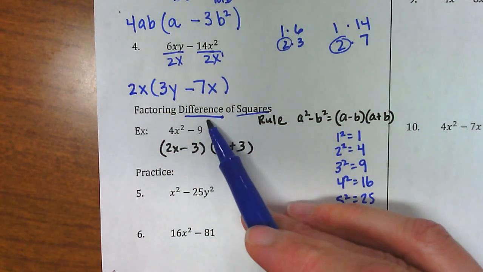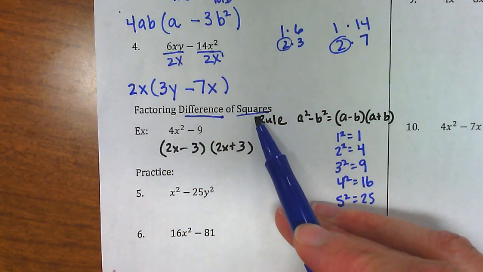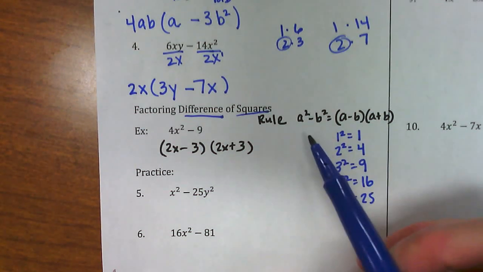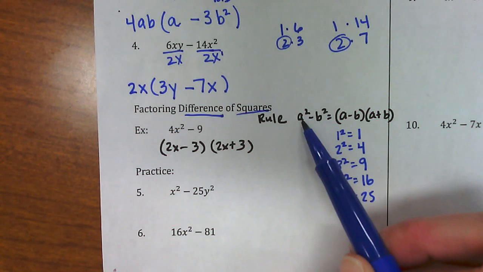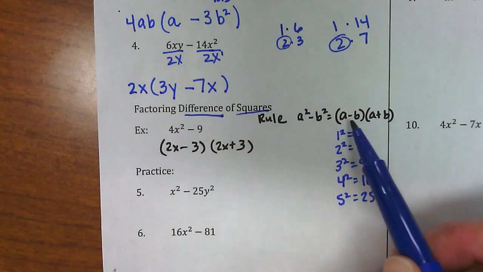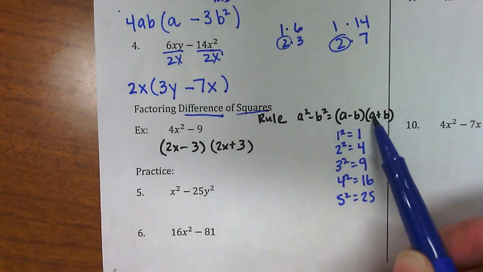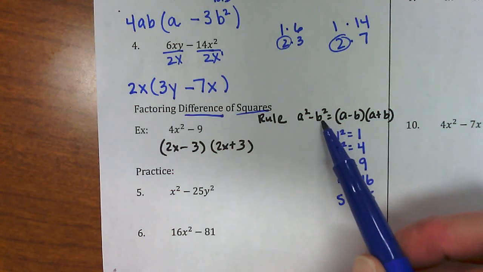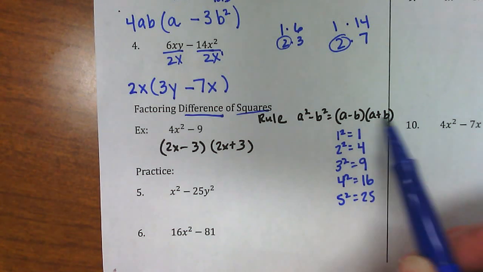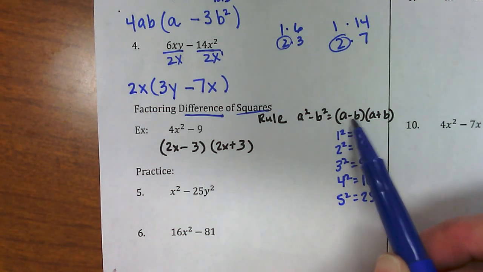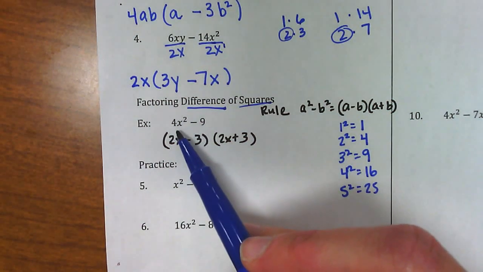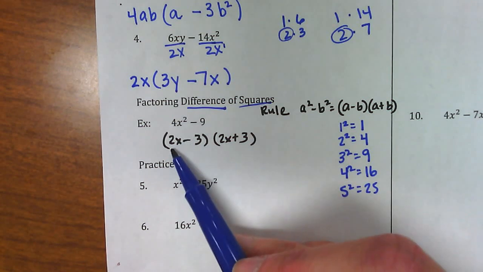If we subtract perfect squares, we can use a factoring rule. The rule is take the square root of the first term and you write it first in these binomials. And then you take the square root of the second term and you write it second. You stick a minus sign and a plus sign in between them. That's the rule. Okay, so in this example, the square root of 4 was 2.